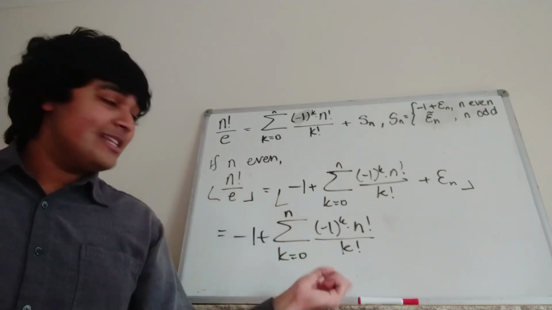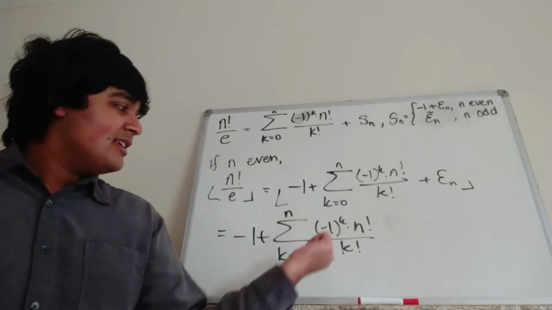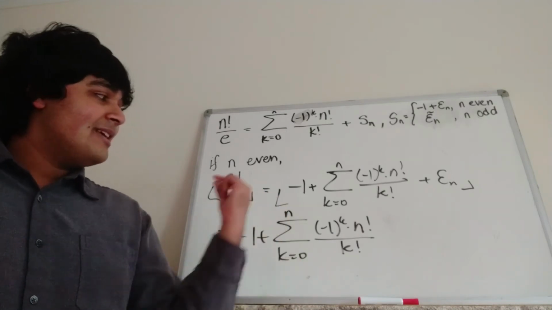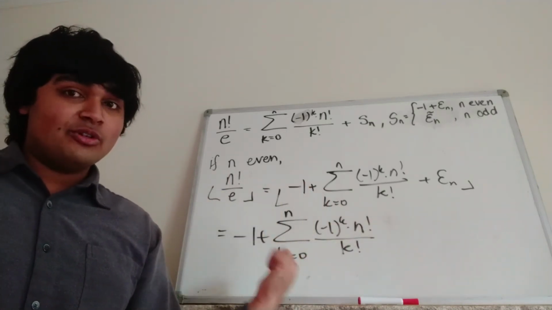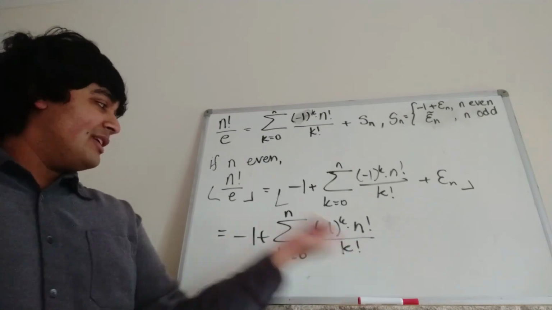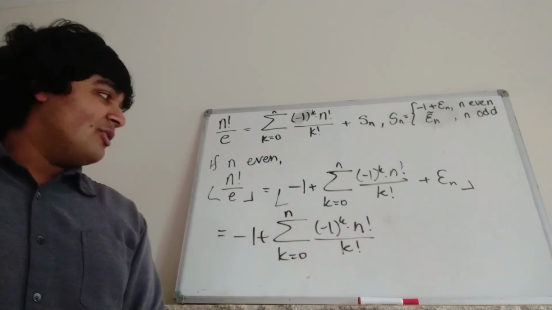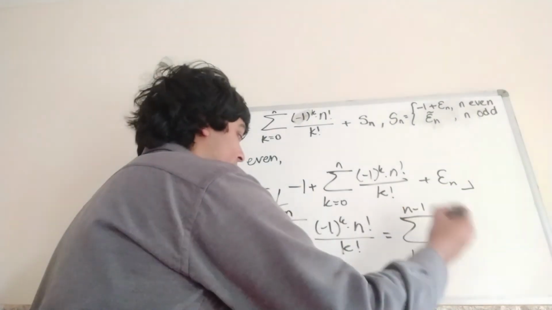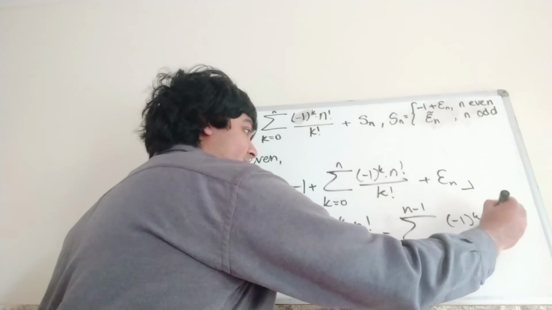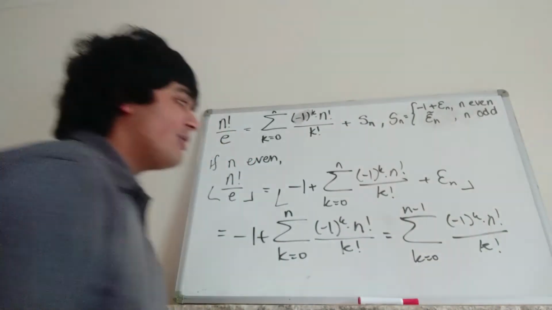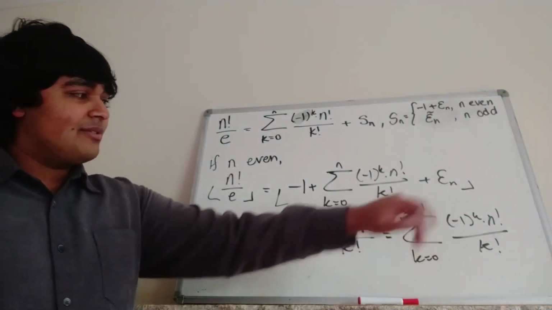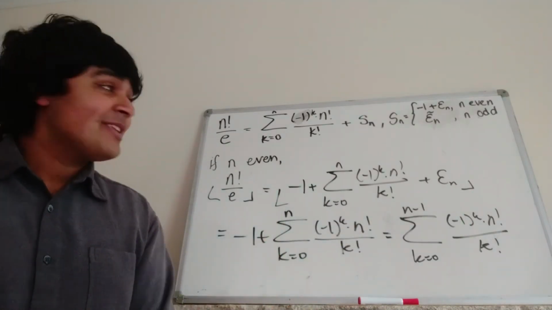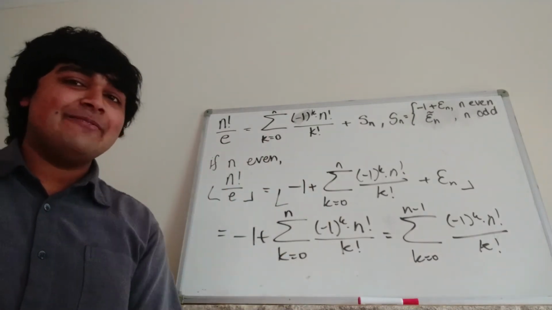The only time that doesn't apply is when k equals n, in which case we have minus 1 to the power of n, and minus 1 to the power of n is just 1 because n is even, times n factorial over n factorial, which is just 1. And then you can see that that 1 is going to cancel nicely with that minus 1. So all we're left with is essentially the sum from k equals 0 now to n minus 1 of minus 1 to the k times n factorial all over k factorial. And now, because we're only summing from k equals 0 to n minus 1, each of the terms here is even. We're adding up a bunch of even numbers, so the result is going to be even. So that shows that the floor of n factorial over e is even when n is even.